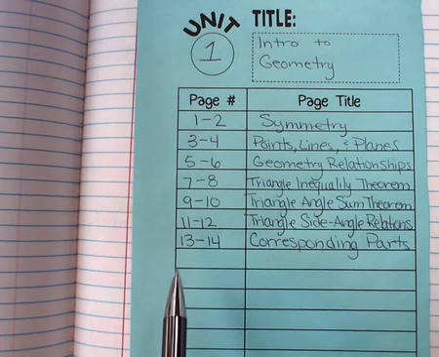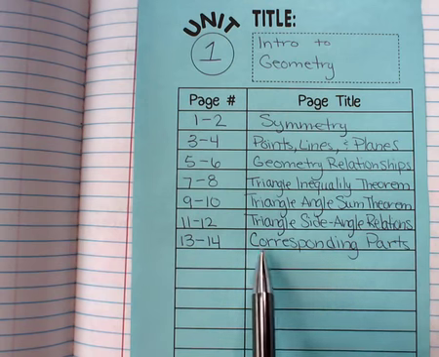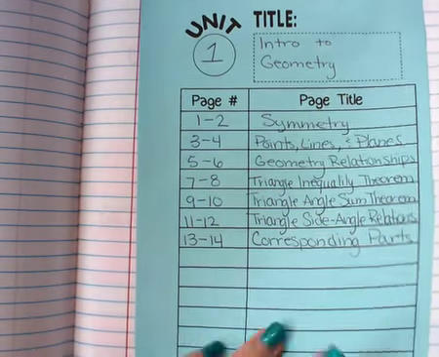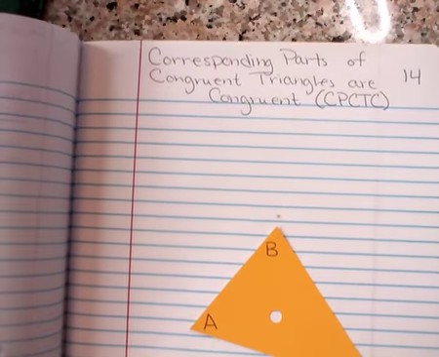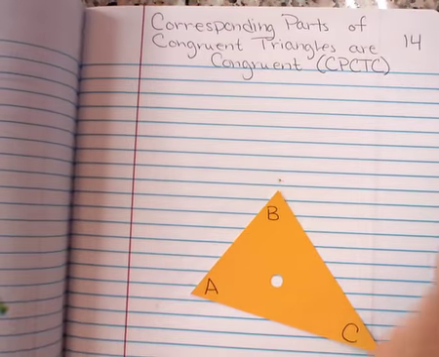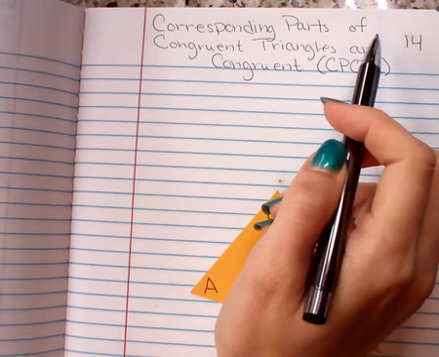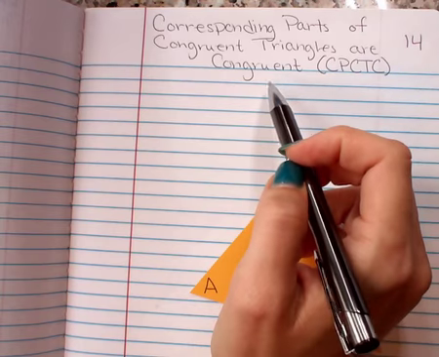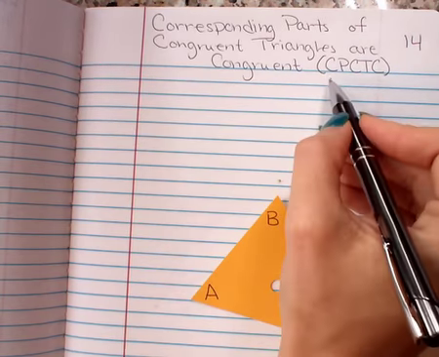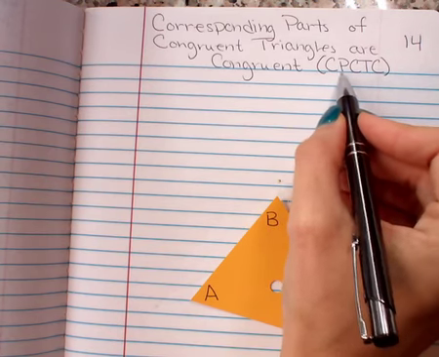Today we will be completing pages 13 and 14 in our notes, and the title of those pages will be Corresponding Parts. So make sure you fill out your title page and then flip to page 13 and 14. And the full title for this page that I want you to put on page 14 is Corresponding Parts of Congruent Triangles are Congruent. And we will almost always abbreviate that very long statement into CPCTC.